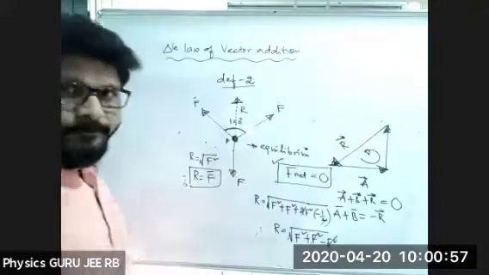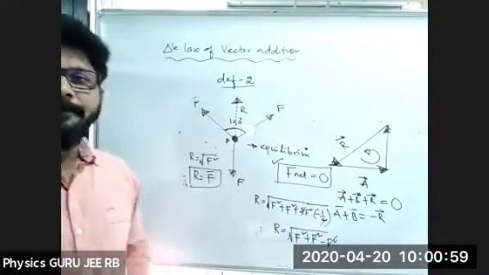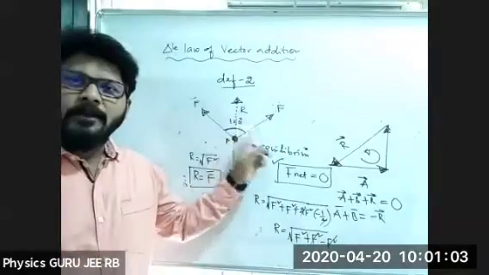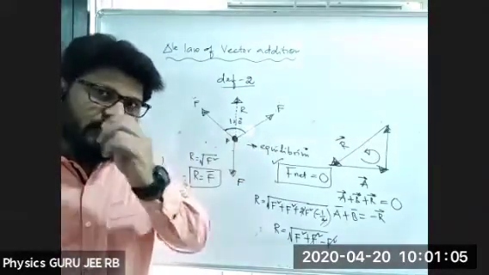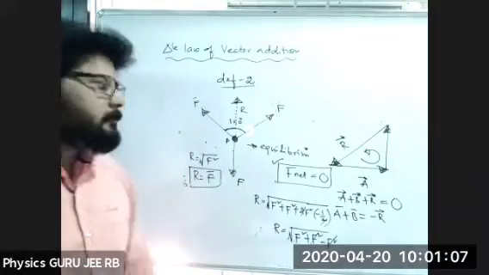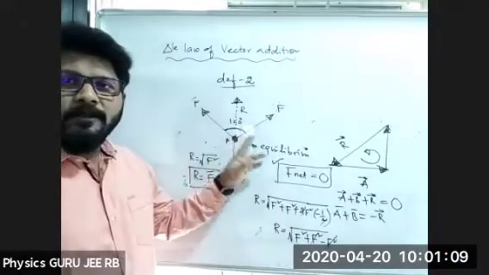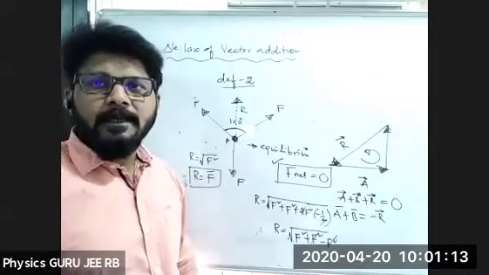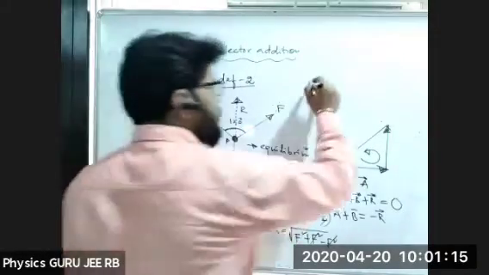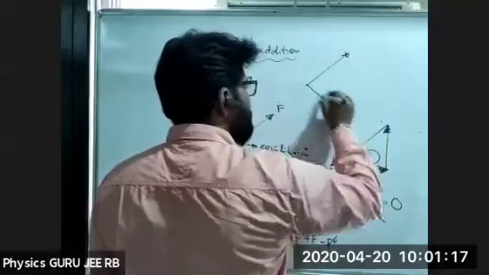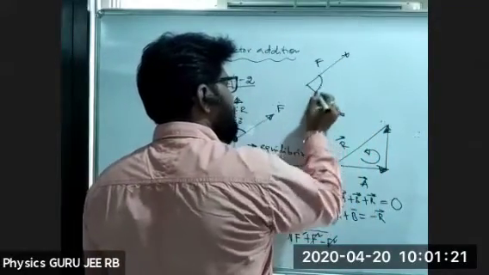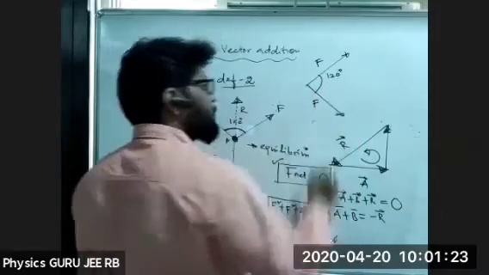Now look, between these two, I am trying to calculate the angle between two vectors. I am trying to calculate the resultant of these two vectors. Otherwise, you take these two vectors like this. This is nothing but F. This is also F, making an angle of 120 degrees.